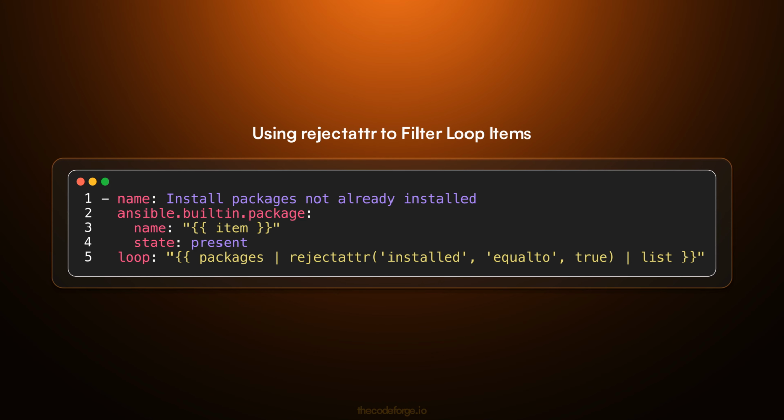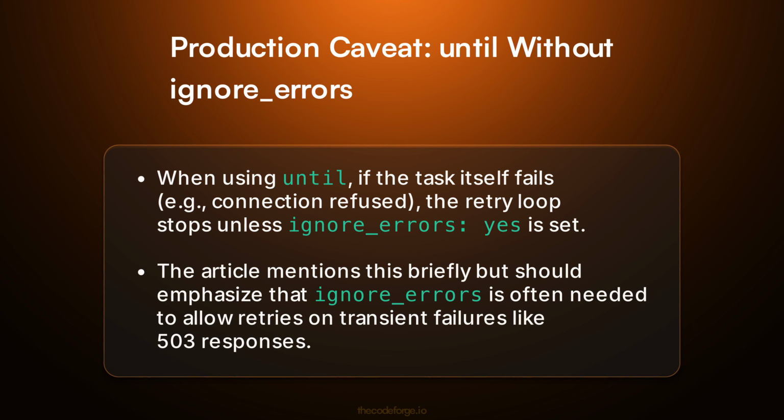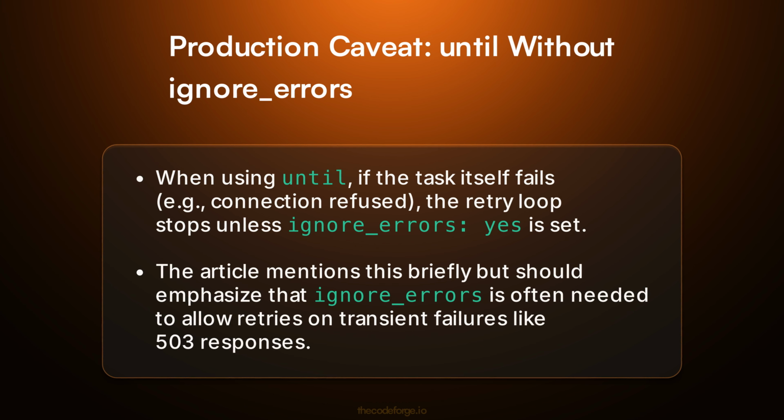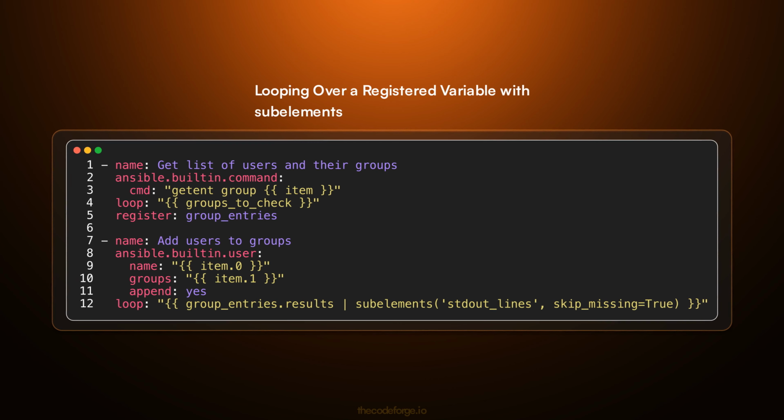When using until, if the task itself fails, e.g., connection refused, the retry loop stops unless ignore_errors: yes is set. The article mentions this briefly, but should emphasize that ignore_errors is often needed to allow retries on transient failures like 503 responses. The article covers subelements for static data, but not for dynamic data like registered results. This pattern is common when you need to iterate over nested results from a previous task.